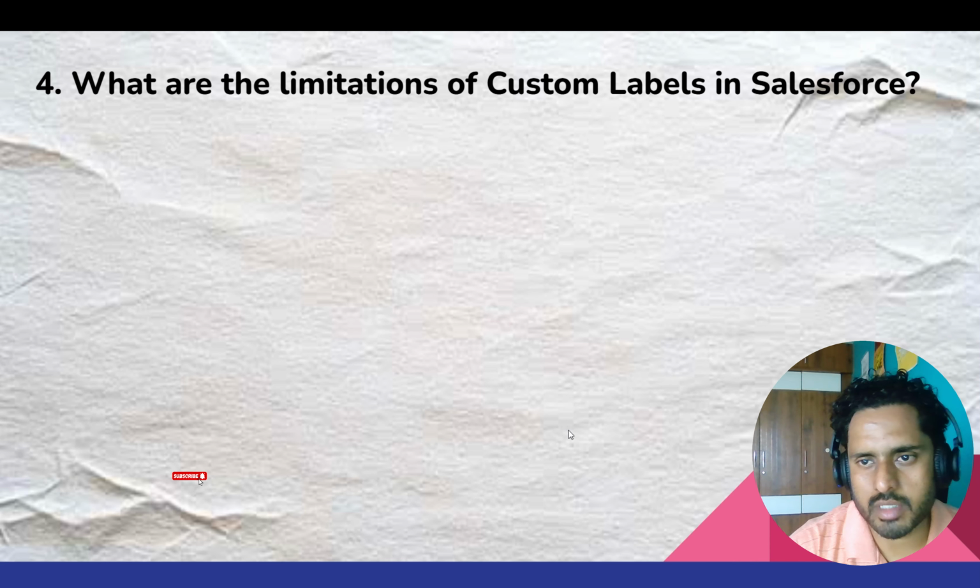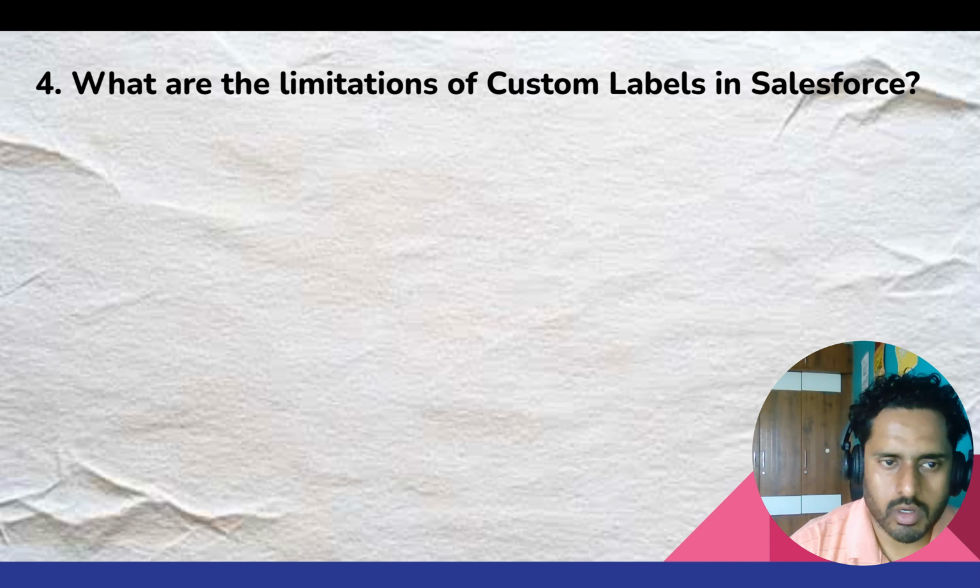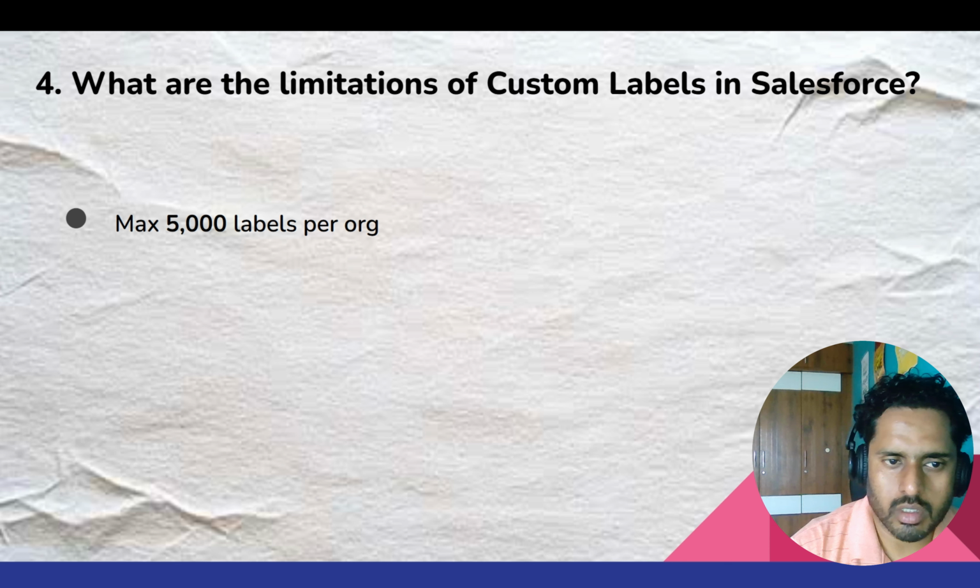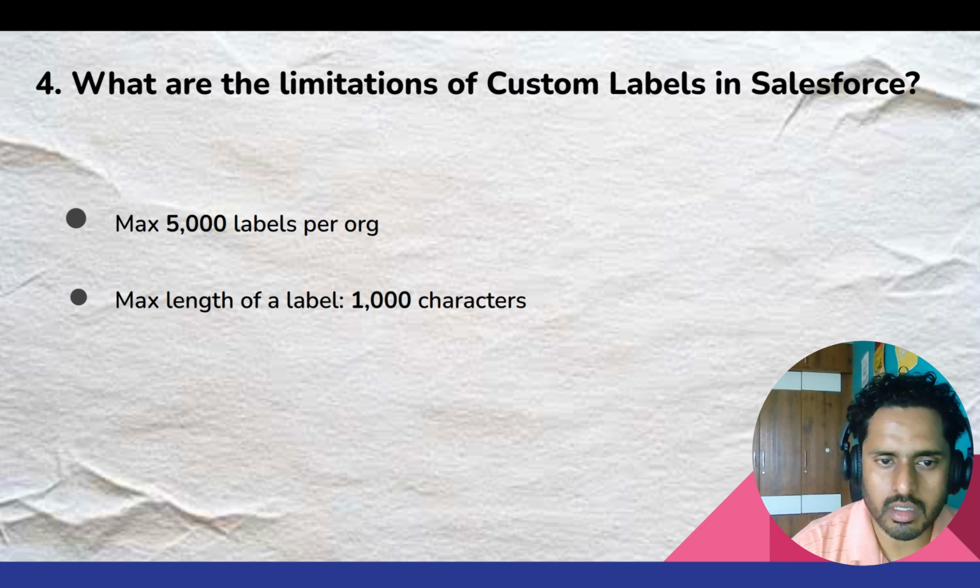The question is, what are the limitations of custom labels in Salesforce? One of the limitations is Salesforce allows up to 5,000 custom labels to be created in an org, and each custom label has its own limitation. That is, you can have 1,000 characters in the custom label.